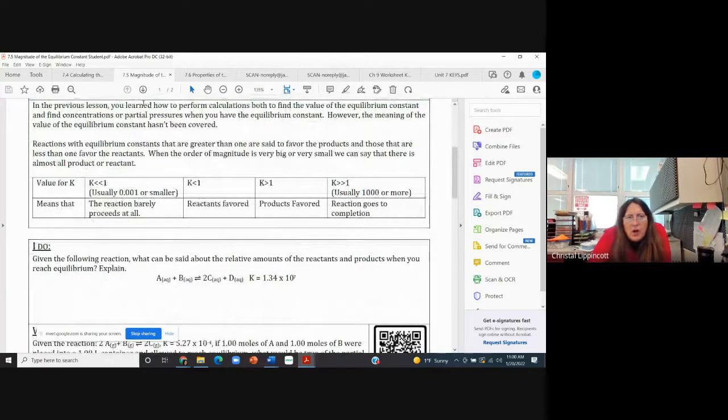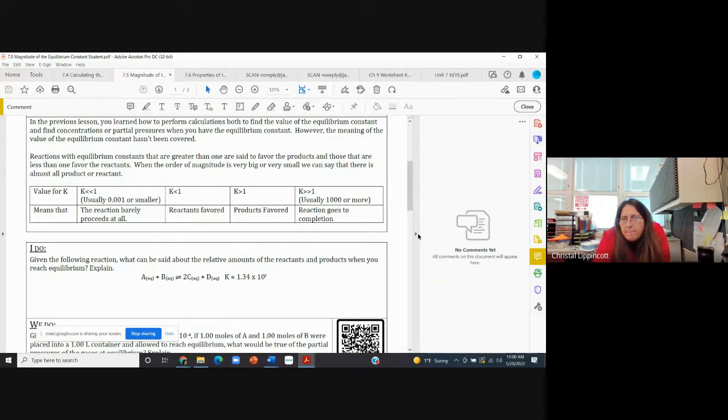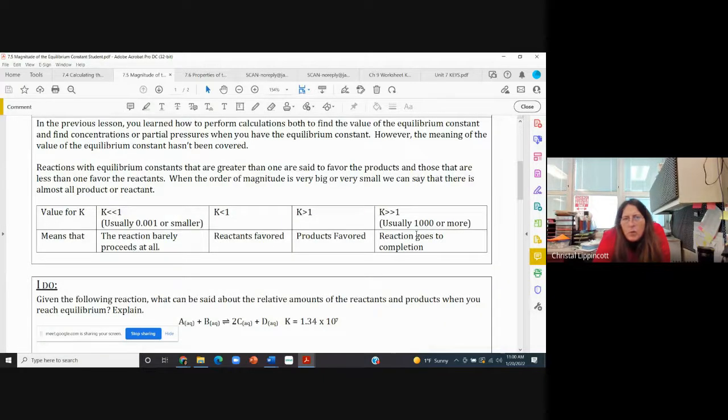So we have talked about how, I got to turn on comments here. We've learned that to find both the value of the equilibrium constant and the concentrations, when you have the equilibrium constant, we know how to calculate that now. But we haven't really talked about what that means. I was touching on it a little bit last time.